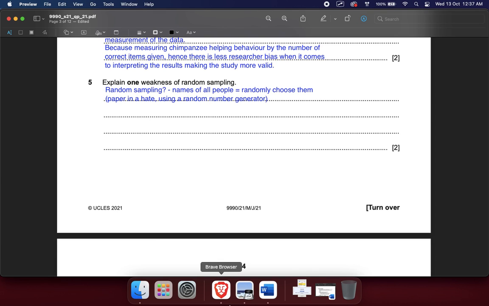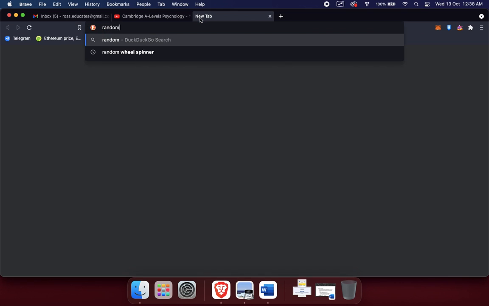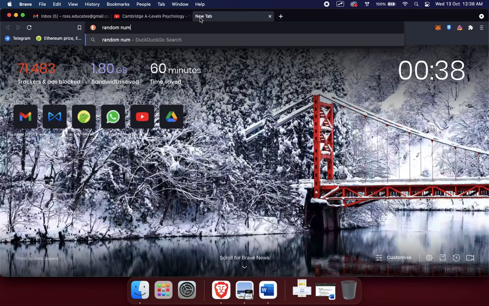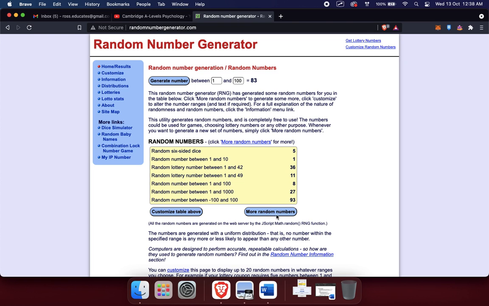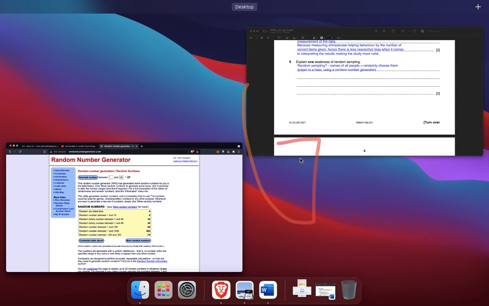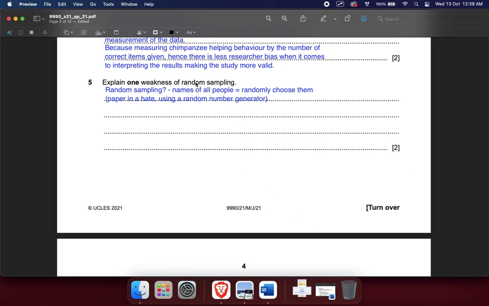It could be as simple as, you could just literally open a random number generator or random number picker or whatever it is, right? Ta-da, just random number generator. So it's random, right? More random numbers. So if you use random numbers, that's random sampling to choose people. So let's say you give everybody a number from 1 to 1,000, then you randomly choose them accordingly.